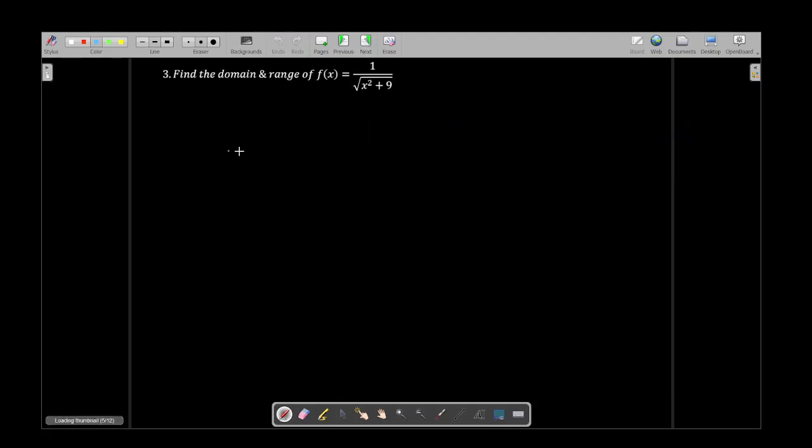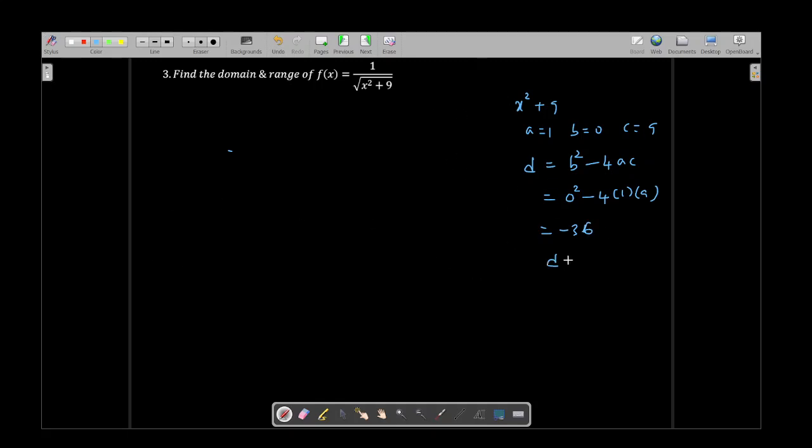Next problem, x square plus 9. Let us find, does the root exist or not. a is 1, b is 0, c is 9. Discriminant, b square minus 4ac, b square is 0, a is 1, c is 9, this is minus 36. D is negative, so no real root exists. What does it mean? If no real root exists, then the function does not touch the x-axis.